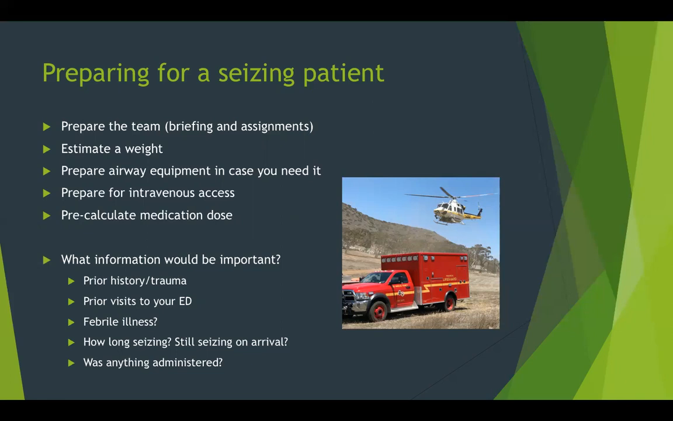So it's important to know if this patient has a history of seizures, if there's any trauma involved here. Has this patient ever been to our ER before? Maybe we can quickly look at the records and see if there is anything that we can find about this patient. Could this patient have had any recent febrile illness that may be of use for us to know? How long is the total duration of the seizure? And of course, whether the seizure is still ongoing or not. Finally, I would like to know if the EMS providers have already administered any medication, or if this patient is coming without any medication.